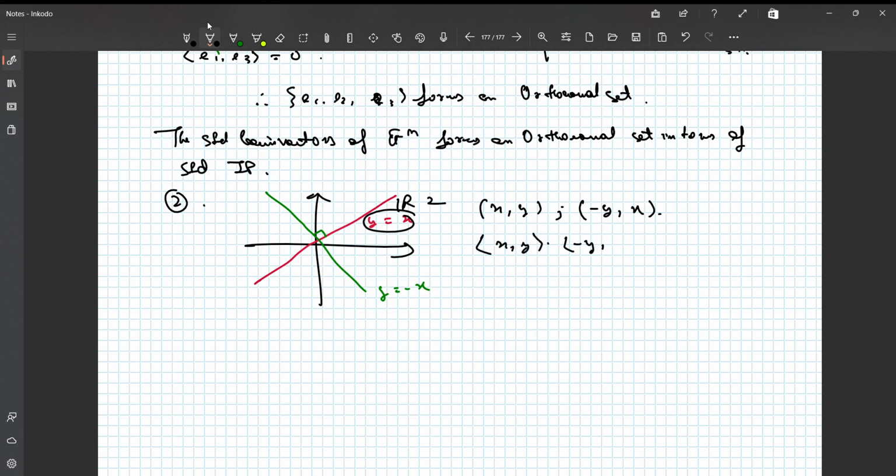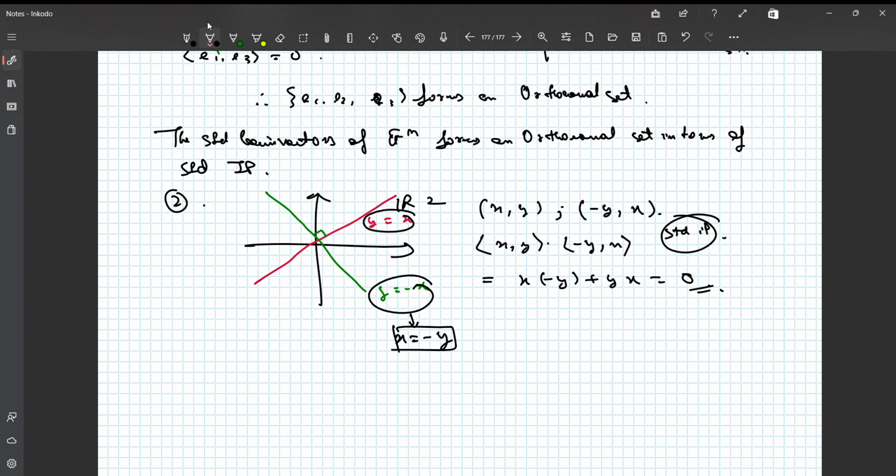So what is the inner product? (x, y) dot (minus y, x). By the standard inner product, it's x times minus y plus y times x, which is 0. Right? Clear? What I'm exactly trying to do is this: this is y equals x, and this I am trying to write as x equals minus y. This is what I'm trying to say. So that's why we frame the x coordinate and y coordinate using these two relations in some sort. Okay, clear? So yeah, this is quite relevant, right?